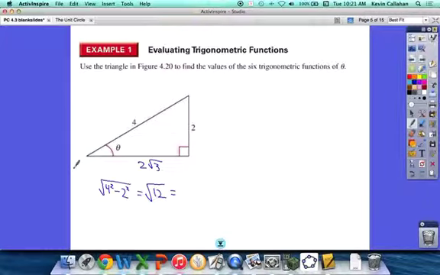Okay, now we're going to do all these here. Sine, cosine, tangent, cosecant. I do that every time.